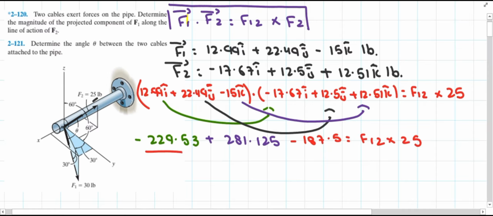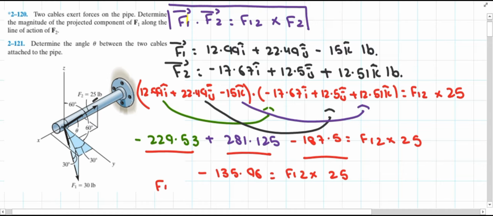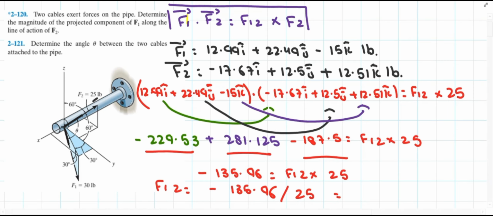Now add negative 229.53 with positive 281.125 with negative 187.5. So it is equal to negative 135.96, which is equal to F12 times 25. So F12 is equal to negative 135.96 upon 25. If you divide negative 135.96 by 25, it gives us a result of negative 5.43 pounds. This is the projection of F1 onto the direction of F2.